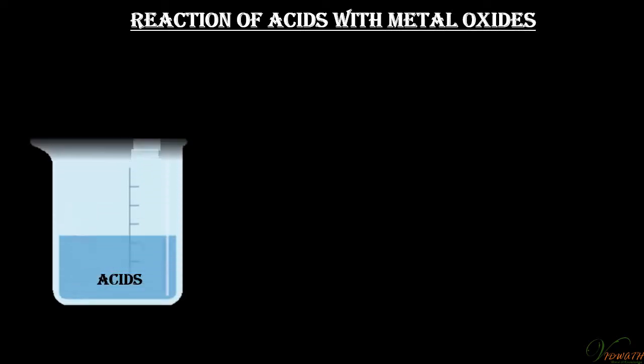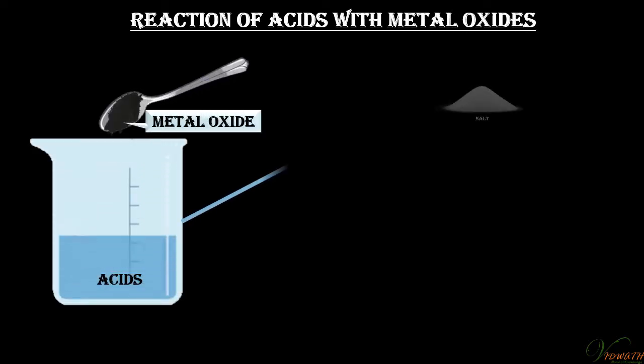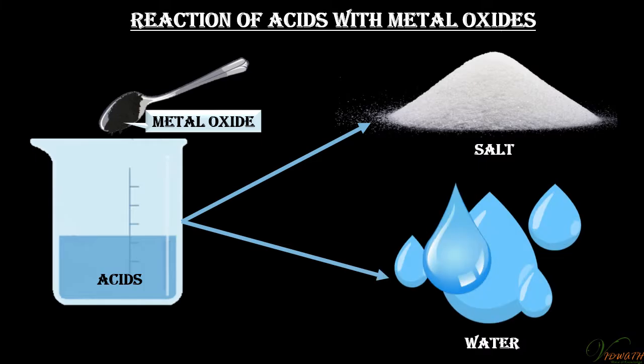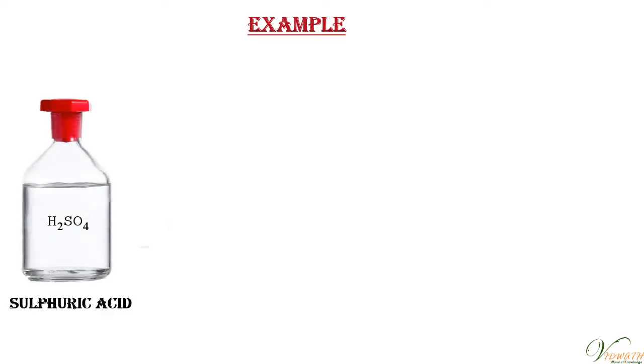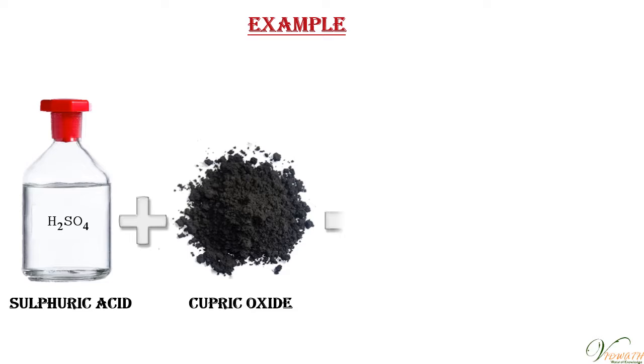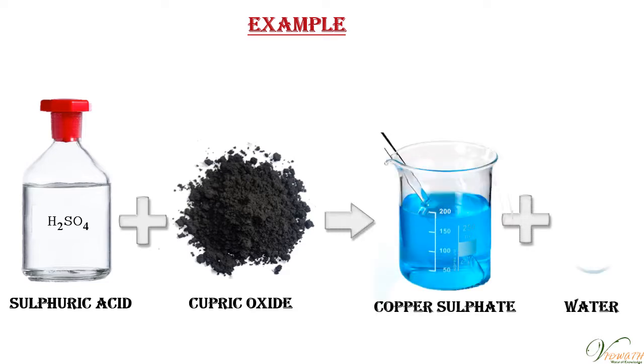Reaction of acids with metal oxides. Acids react with metal oxide to form salt and water. Example, sulfuric acid on reaction with cupric oxide forms copper sulfate and water.